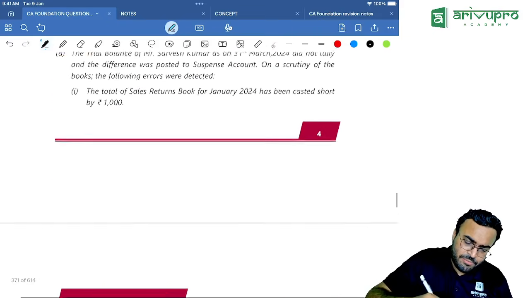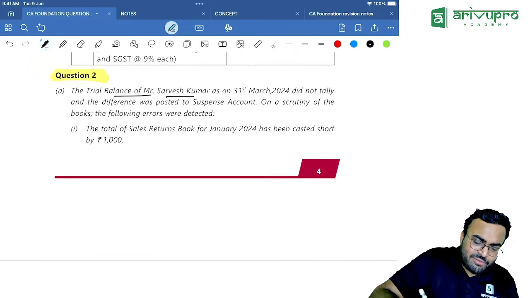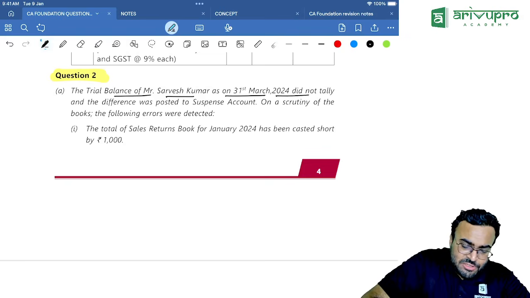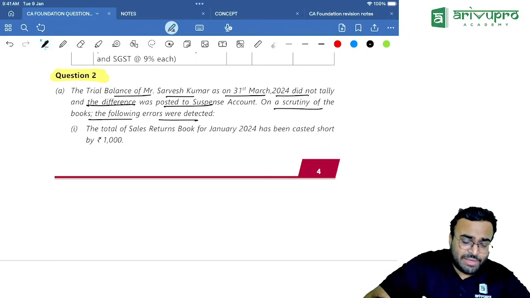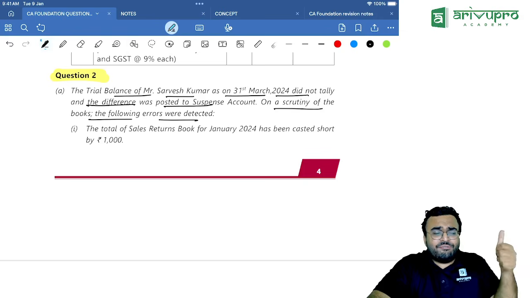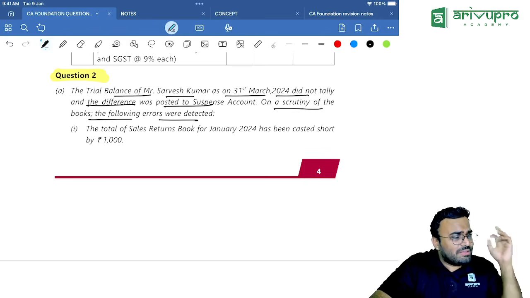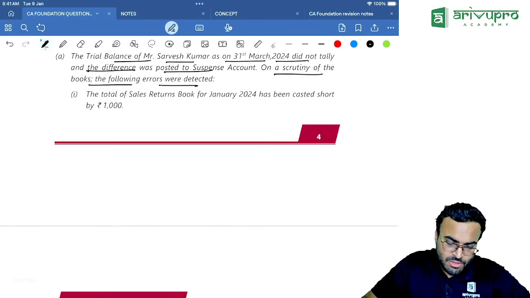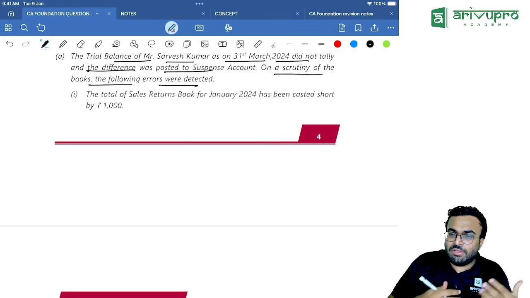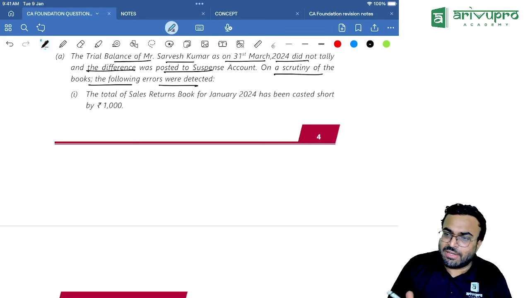Now here, the trial balance of Mr. Sarvesh Kumar as on 31st March did not tally and the difference was posted to suspense account. On a scrutiny of the books, the following errors were detected. Which stage are we in? First stage, second stage, third stage? Second stage, okay. Scrutiny means they went through, they inspected, they cross-checked. That time they found these errors.